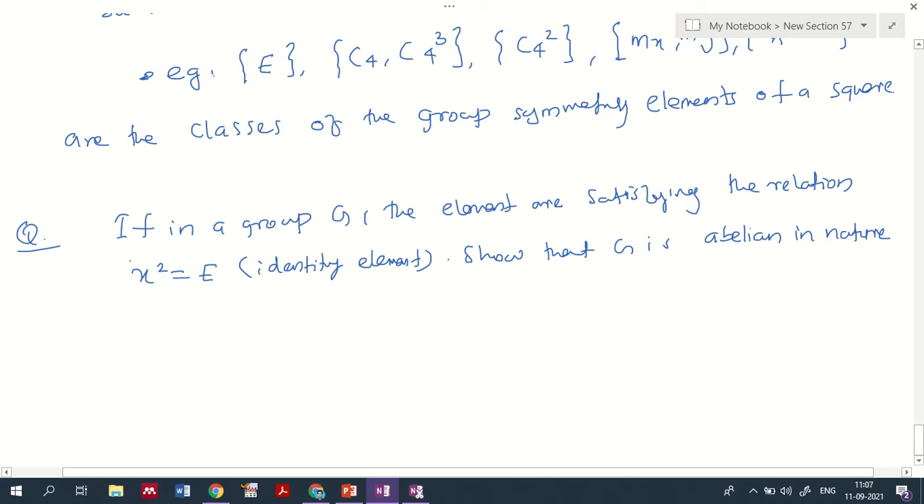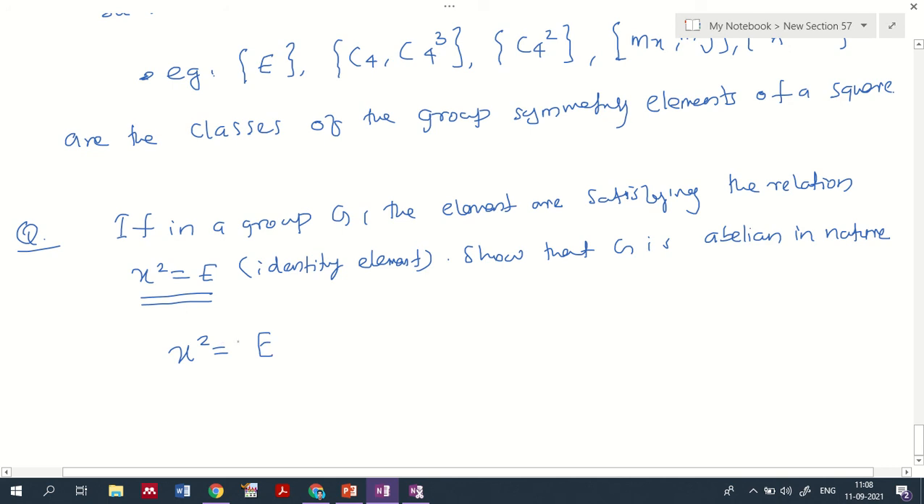How do we prove that? If in a group G the elements satisfy the relation x squared equals E, the identity element, show that G is abelian in nature. So how do we say that? Conjugate element concept, order of the group, order of the element, similar representation. Okay, x squared equals E.